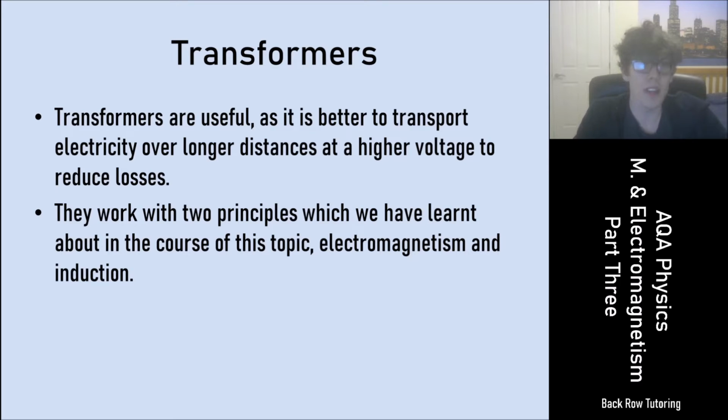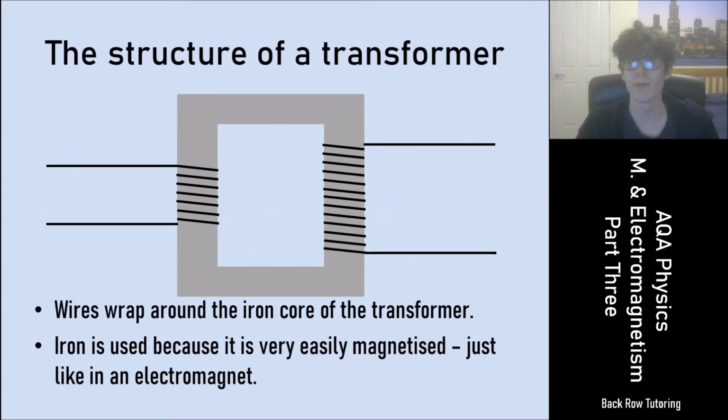So in order to reduce the losses, you bump up the voltage and reduce the current, okay? So it's the same power output, but it's much more efficient because you're reducing the amount of energy which is being wasted in thermal energy when it's being transported through transmission lines. They work with two principles which we have learnt about in the course of this topic: electromagnetism and induction.